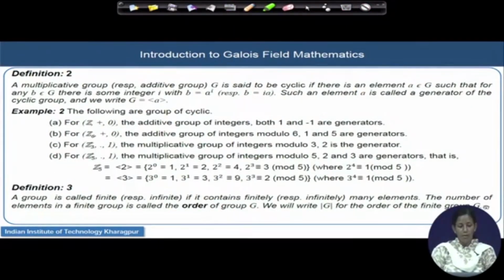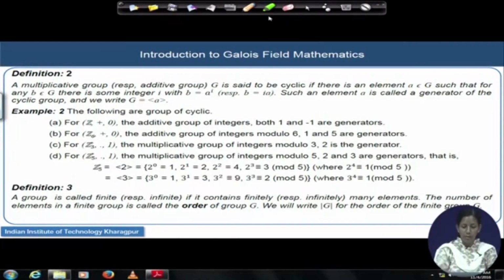So, once we are here, the multiplicative group or any additive group, now we understand the meaning of both of them, and it is said to be a cyclic group if there is an element A which is a part of the group G, such that for any element B which also belongs to G, there is some integer.